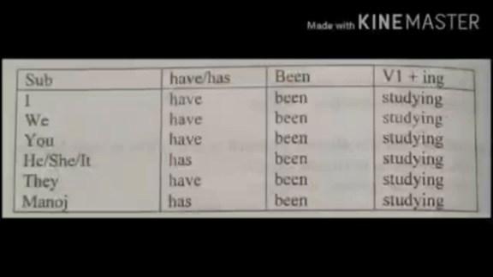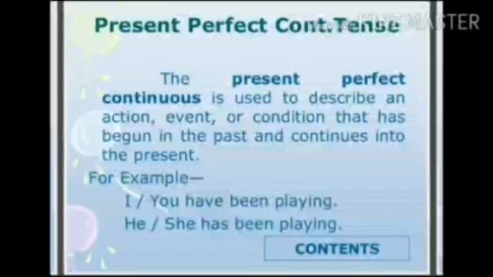Actually, what it gives as the definition: the present perfect continuous is used to describe an action, event, or condition that has begun in the past and continues in the present. This is the only example. You have been playing, or she has been playing. Just now we have discussed the box items in the same way, right? So we have discussed the structure subject plus has or have plus been plus V4 plus object.